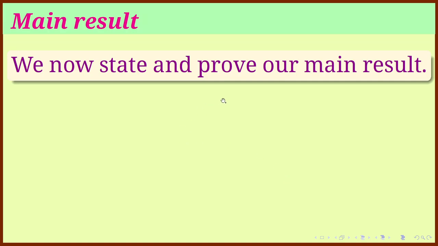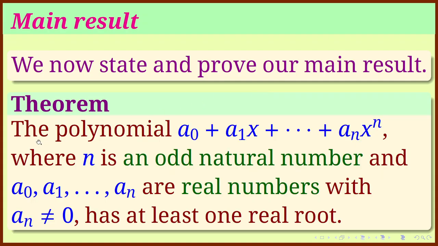We now state and prove our main result. Theorem. The polynomial a0 plus a1x plus dot dot dot plus an x to the power n, where n is an odd natural number and a0, a1, ..., an are real numbers with an not equal to 0, has at least one real root.